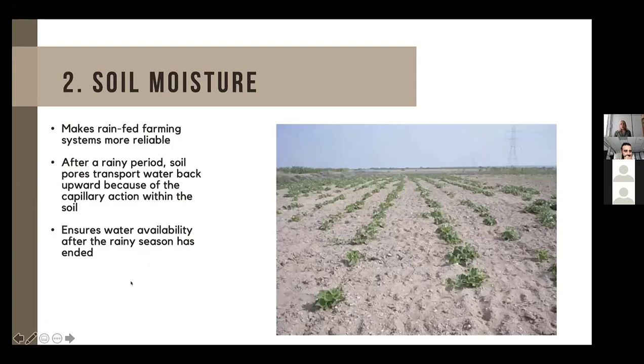And this whole process of capillary rise actually makes rain-fed farming systems way more reliable. So therefore, it's very important to take this into account. As after a rainy period, soil pores transport the water back upward because of the capillary action. And this then ensures water availability after the rainy season has ended.